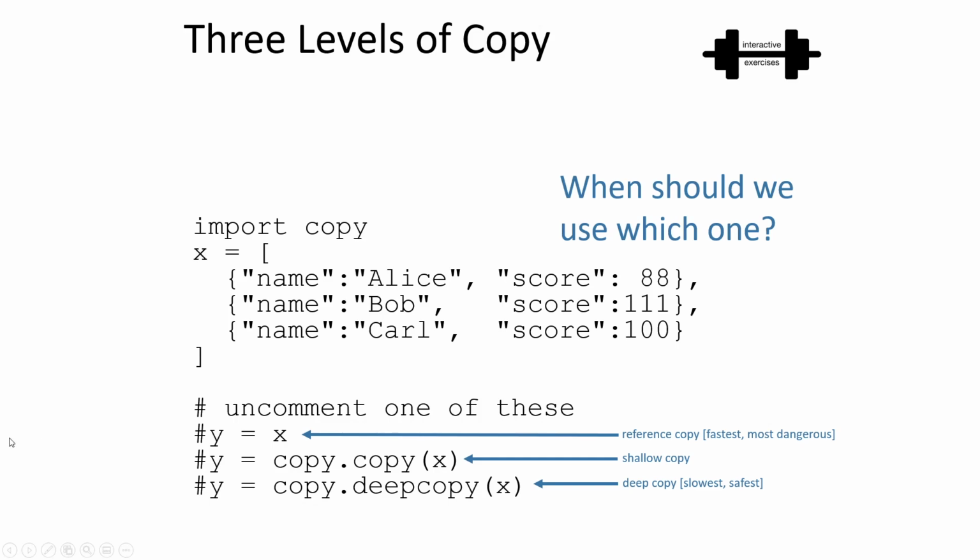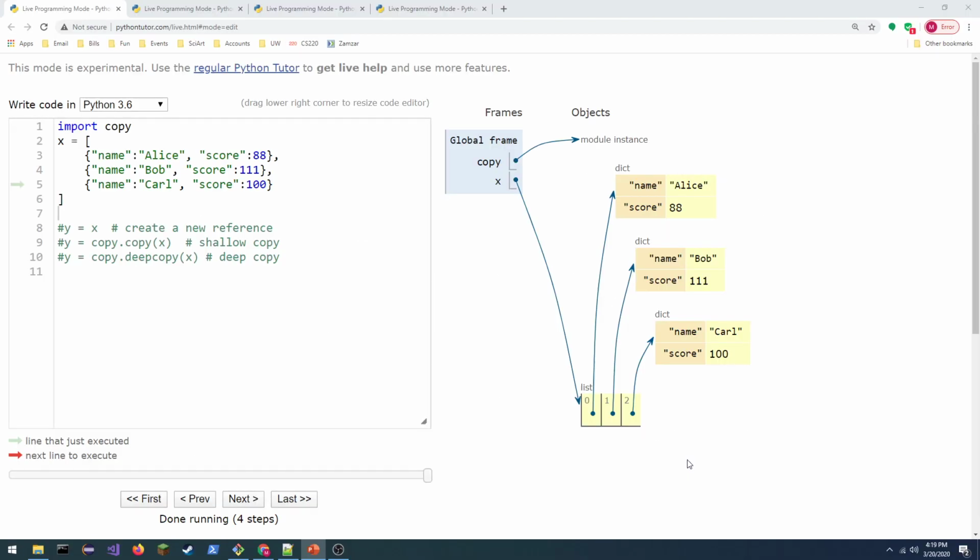The second one, copy.copy, really should be called shallow copy. This is only going to copy the very first level of reference. And then inside of that, it'll create one new list, and it'll have three references to dictionaries, one for Alice, Bob, and Carl, but they will be the same dictionaries referenced through the X variable. Okay, let me pop over to Python Tutor and take a look at these.